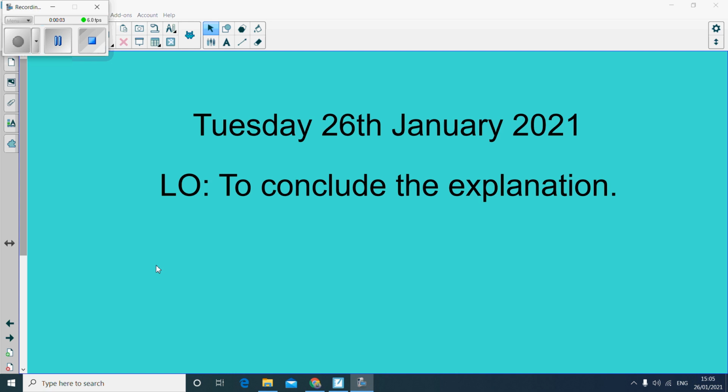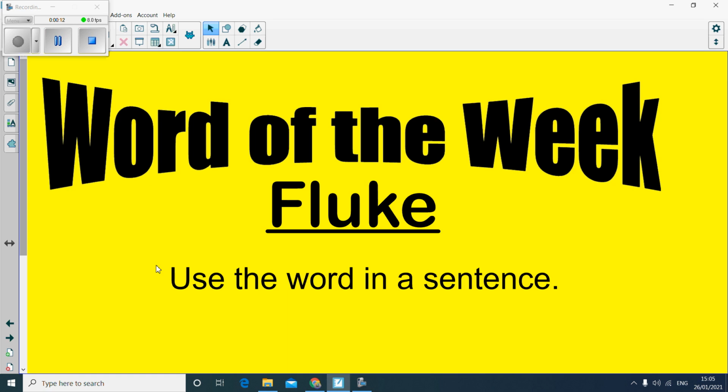This is Tuesday the 26th of January 2021 and our objective today is to conclude the explanation. So we've been working on the Tutankhamun book.